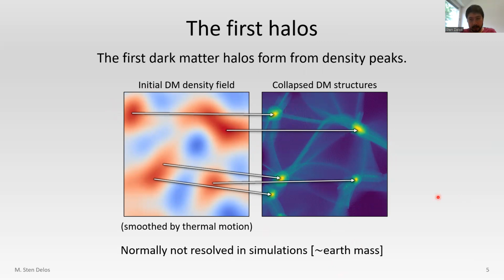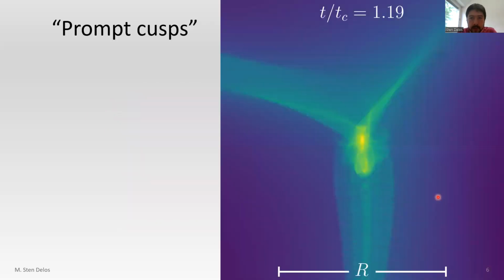Now, this process is not normally resolved in simulations, but here is a movie of what it looks like. Here I'm showing the time in units of the collapse time. This is the characteristic size of the initial peak, which I'll get to later. But the basic picture here is that we have this density peak. It starts gradually becoming more dense until suddenly it collapses basically all at once to form a halo.